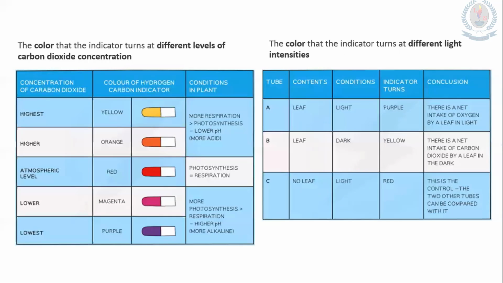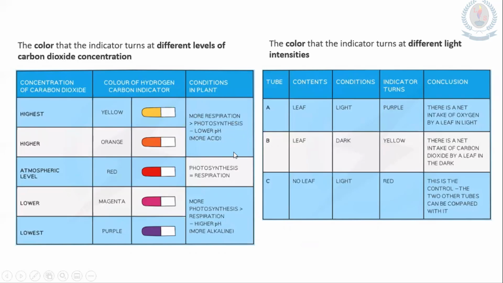Now you can see these two tables: the color that the indicator turns at different levels of carbon dioxide concentration. If the concentration of carbon dioxide is highest, what is the color change? Yellow. If it is a bit high, orange. If it is at the atmospheric level, reddish color. If the carbon dioxide concentration is lower, magenta color. If it is very low, lowest, purple color, right?